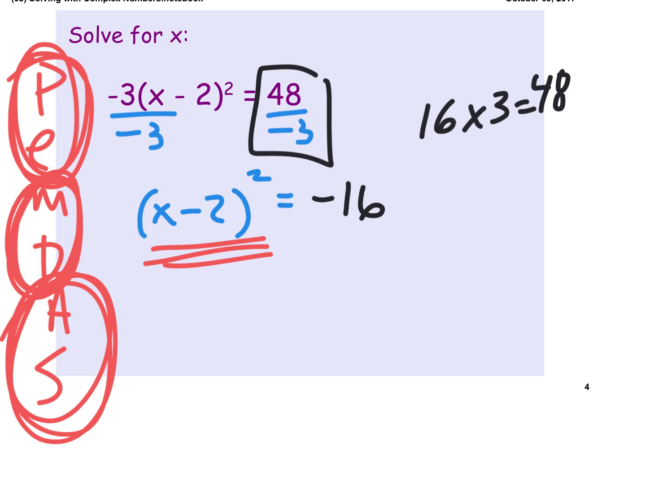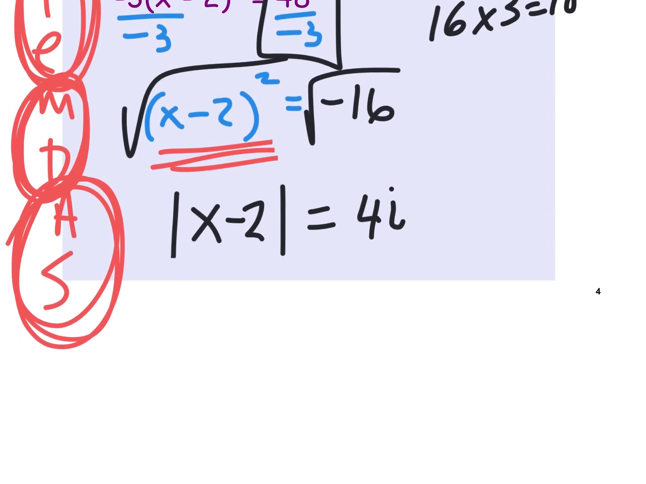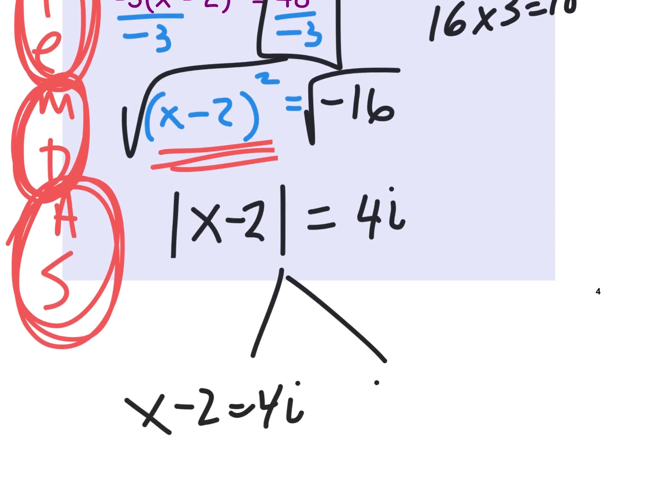Now I'm going to square root both sides. And I know how to do that because I know the square root of negative 16 is 4i. And I know the square root of this is absolute value of x minus 2. That brings you to two things. x minus 2 is 4i. And x minus 2 is negative 4i.